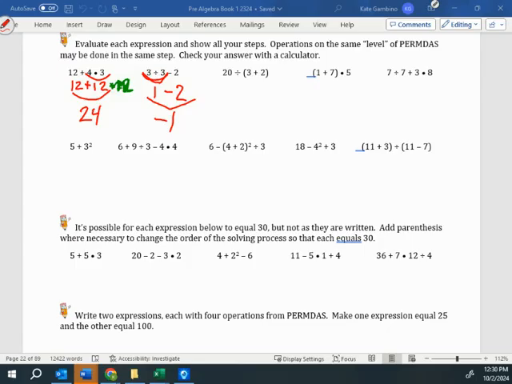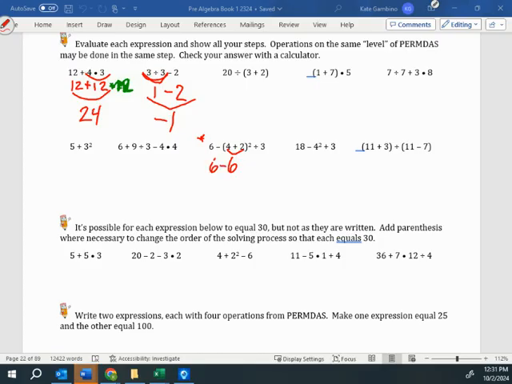Let's look at this one. What do you think is going to be my first step? What do you think, Hadley? The parentheses, 4 plus 2. What is 4 plus 2? 6. I need to bring everything else in my expression straight down.